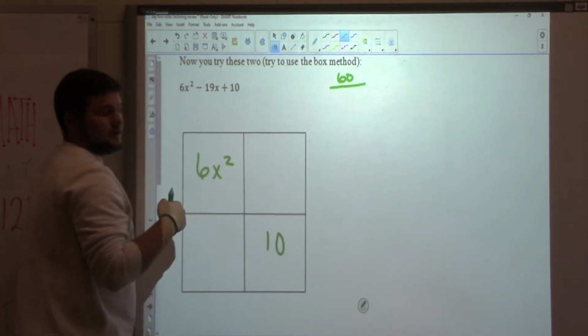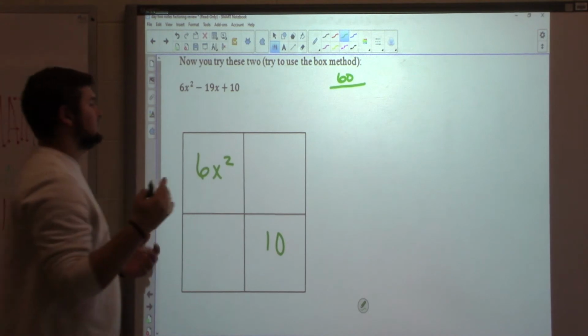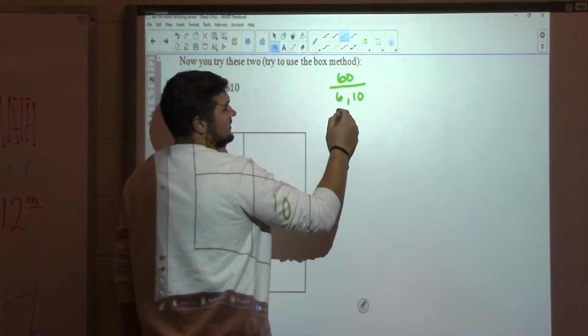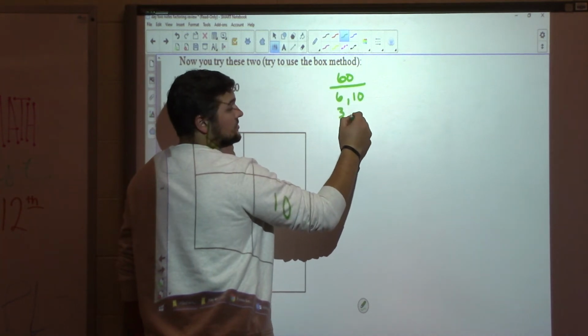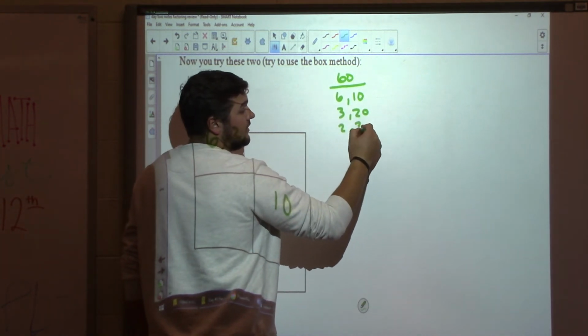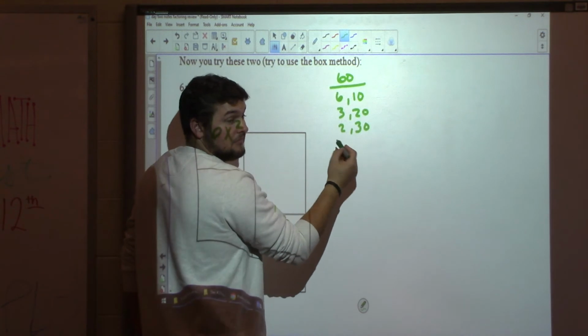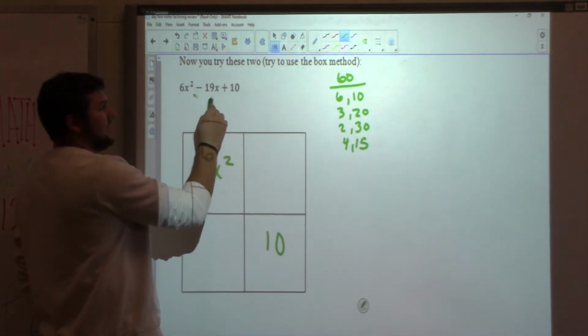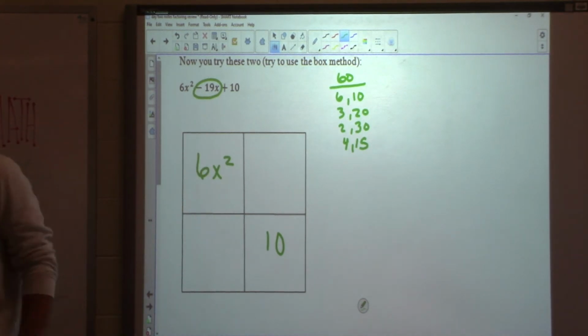Factors of 60: 6 and 10, 3 and 20, 2 and 30, 4 and 15. Any of those that add to negative 19? 4 and 15. And they both have to be negative.